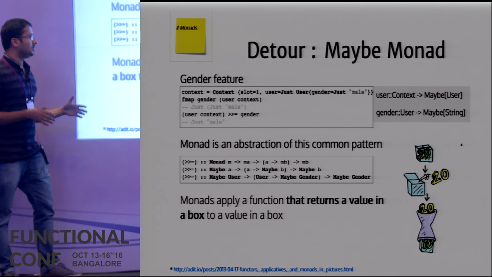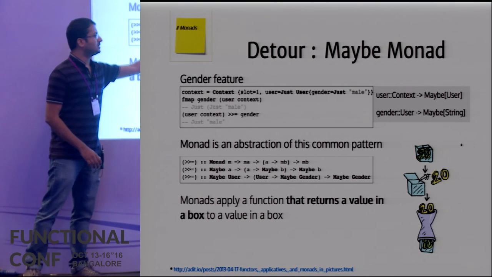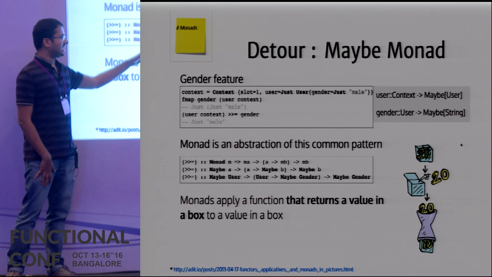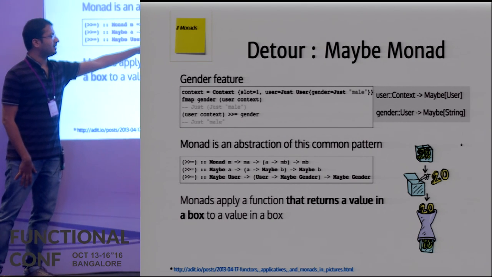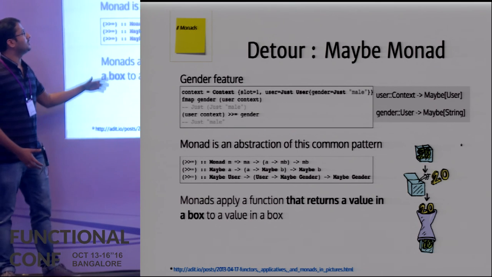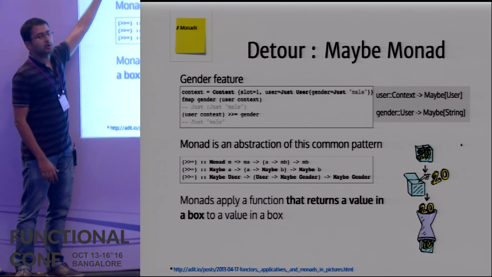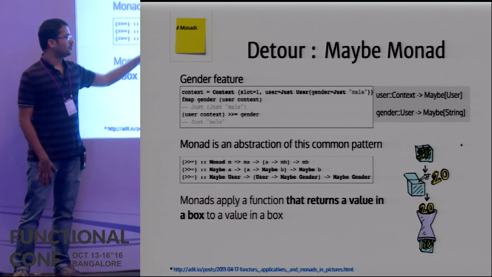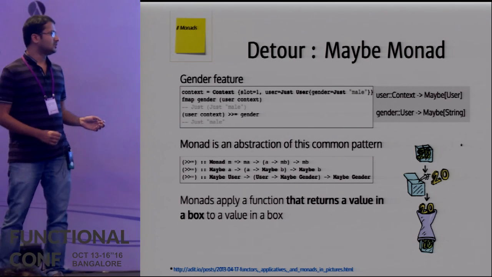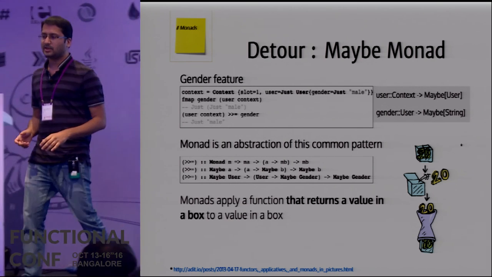If you can't directly apply it again because maybe user and user won't type check. If you use fmap on it, fmap is going to extract this user, apply it on this function, and it's going to return a maybe gender, which is exactly the case that we saw here. Whereas if you use the monad bind operator on this, it is going to extract the user, apply it, and return maybe gender wrapped only once.